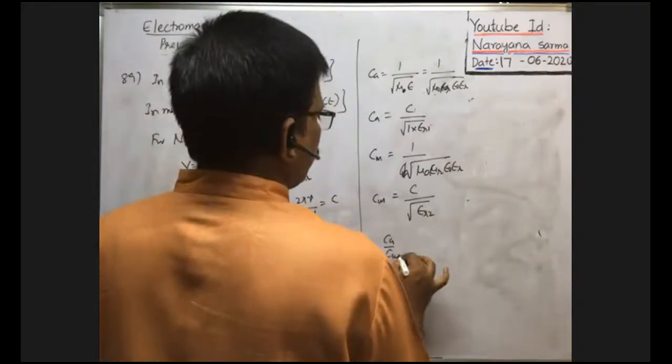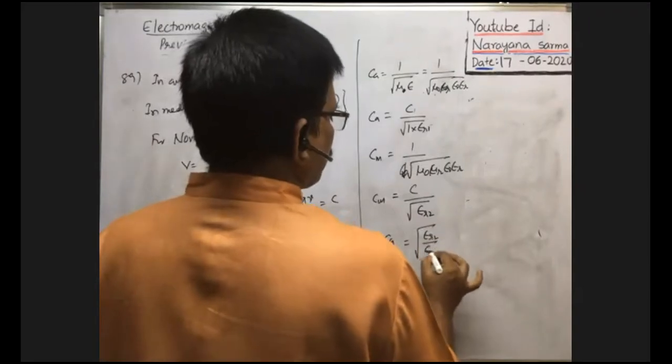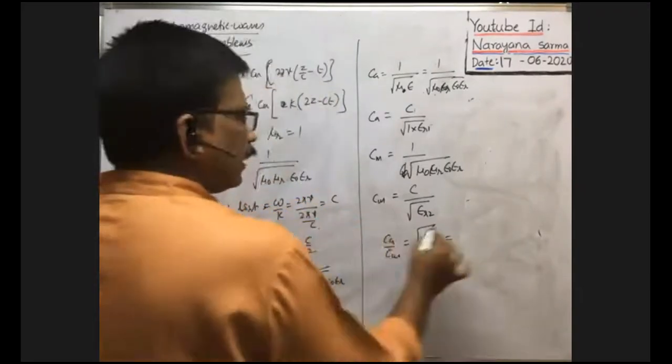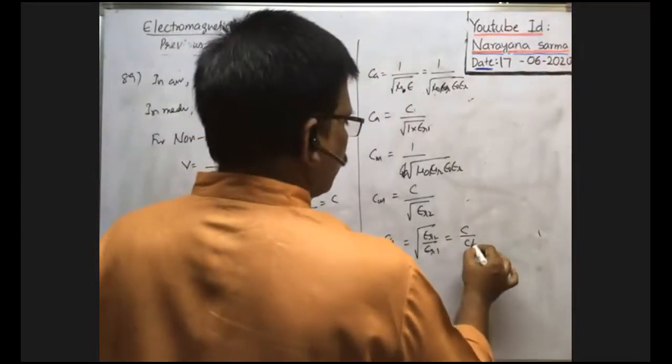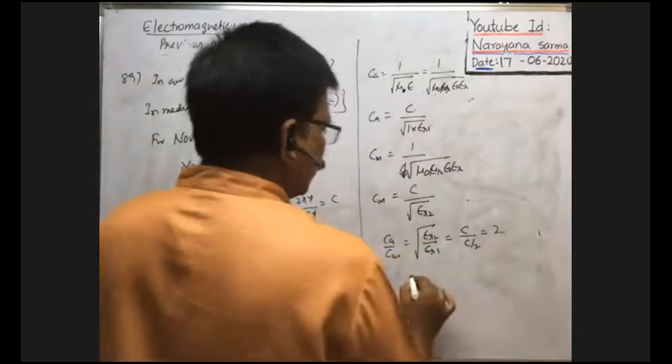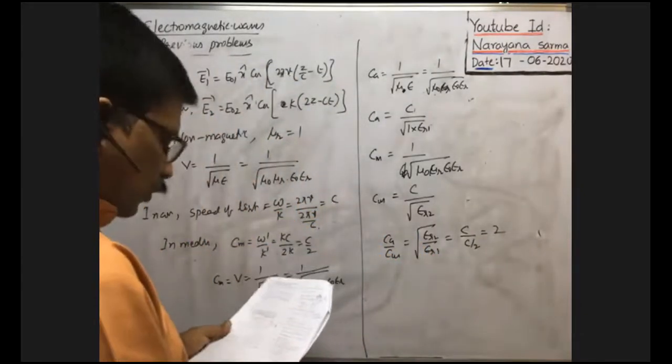Divide these two. Ca by Cm is equal to square root of epsilon r2 by epsilon r1. Speed of light in air, we already got, is c. Speed of light in medium, we got, is c by 2. So root epsilon r2 by epsilon r1 is equal to 2.